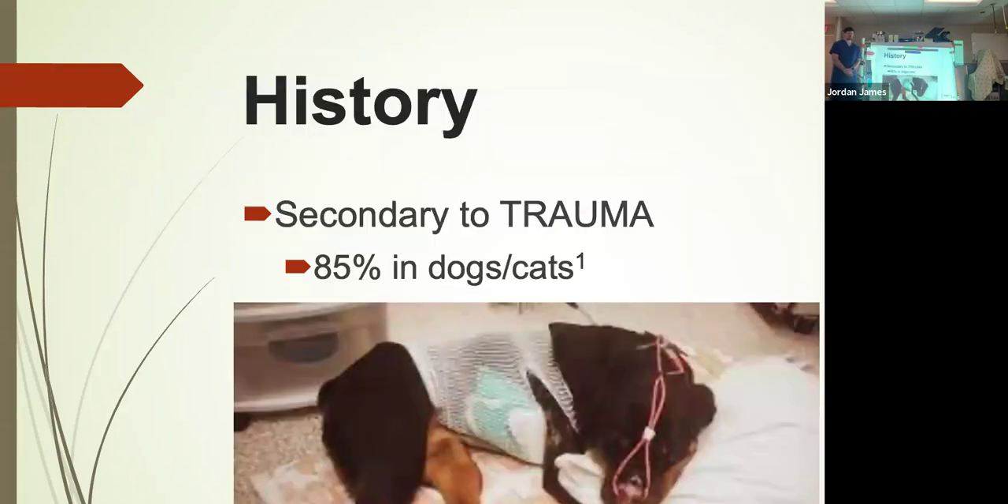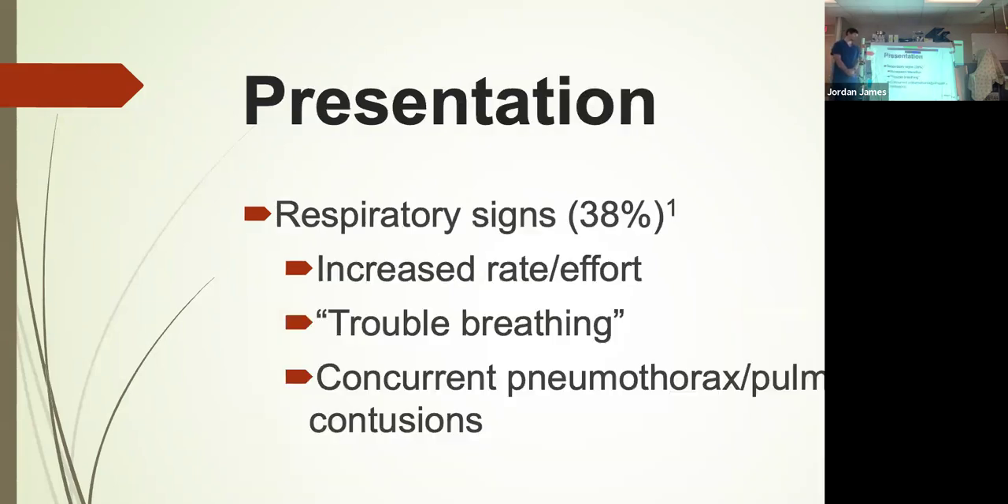History is going to be important for these dogs. Obviously, anything coming in with some sort of trauma, we should suspect a diaphragmatic hernia. About 85% of dogs and cats presenting with a diaphragmatic hernia have a history of some sort of trauma. So that's going to be important to note.